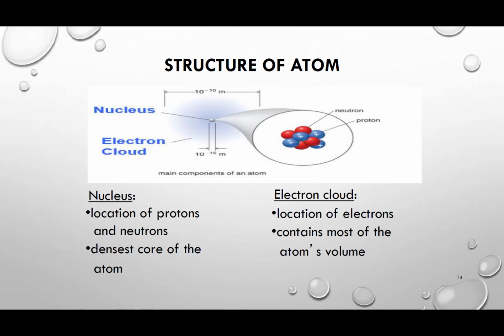All right. Then again, one more time. Inside the nucleus is where the protons and neutrons are. The nucleus, or protons and neutrons, contribute to the mass of the atom. Or the nucleus is the densest part of the atom. Electrons are outside the nucleus. And what do we mean by electron cloud?